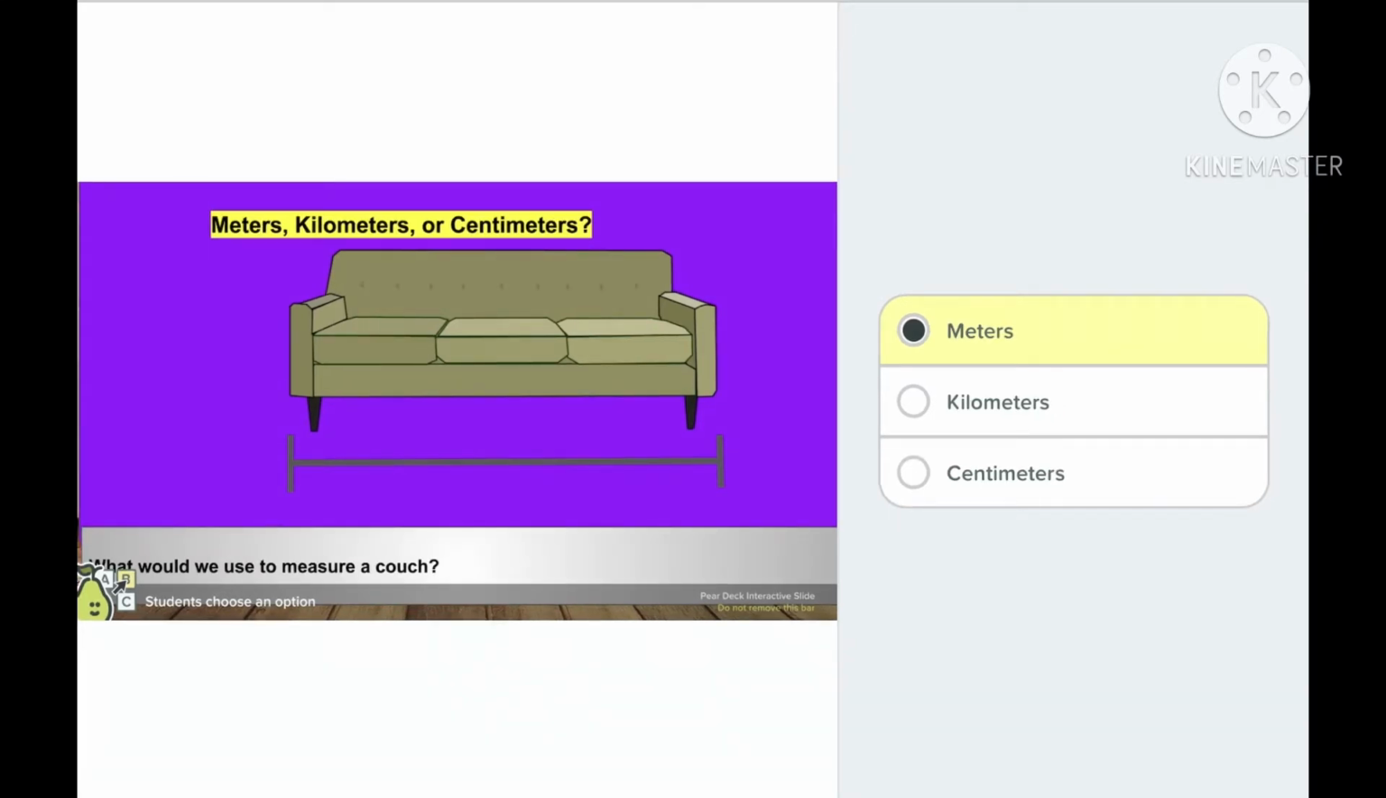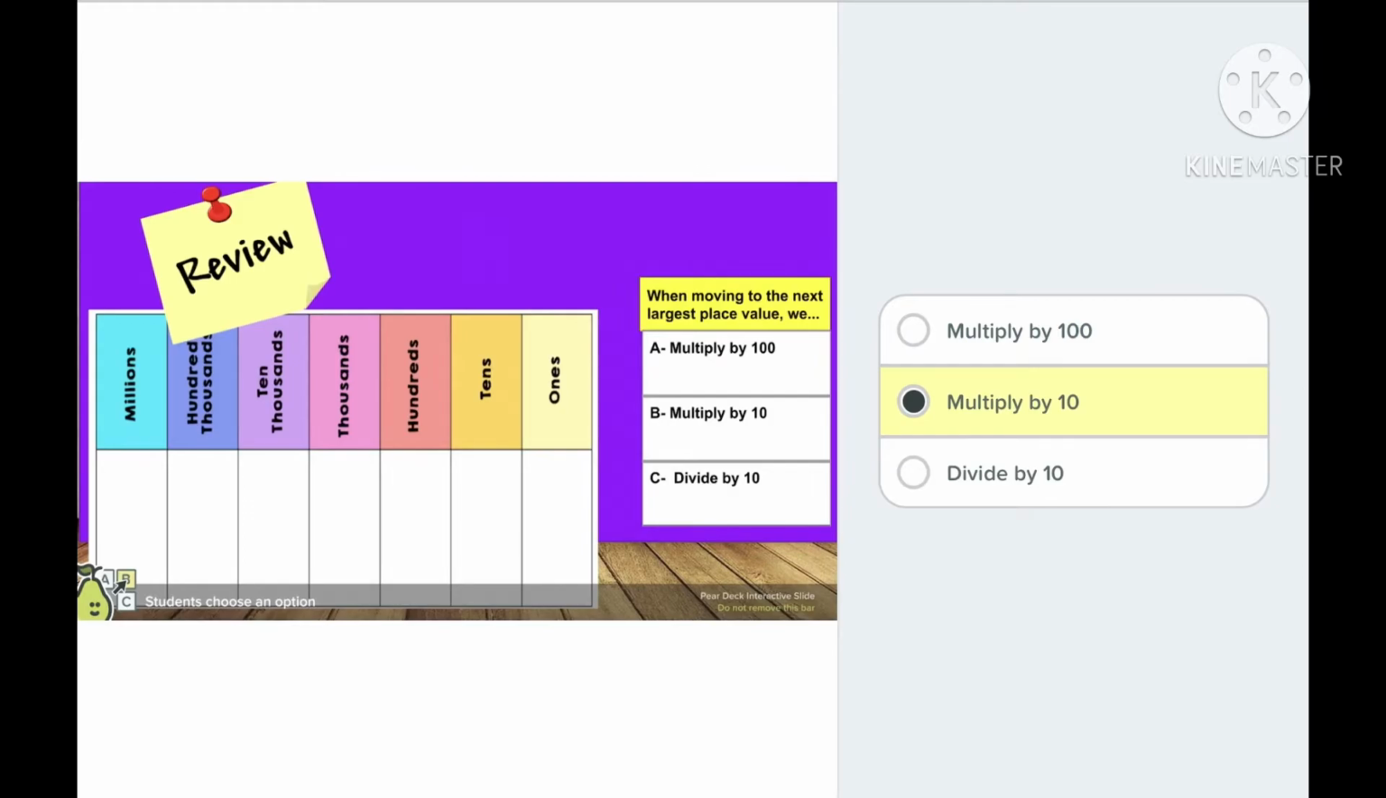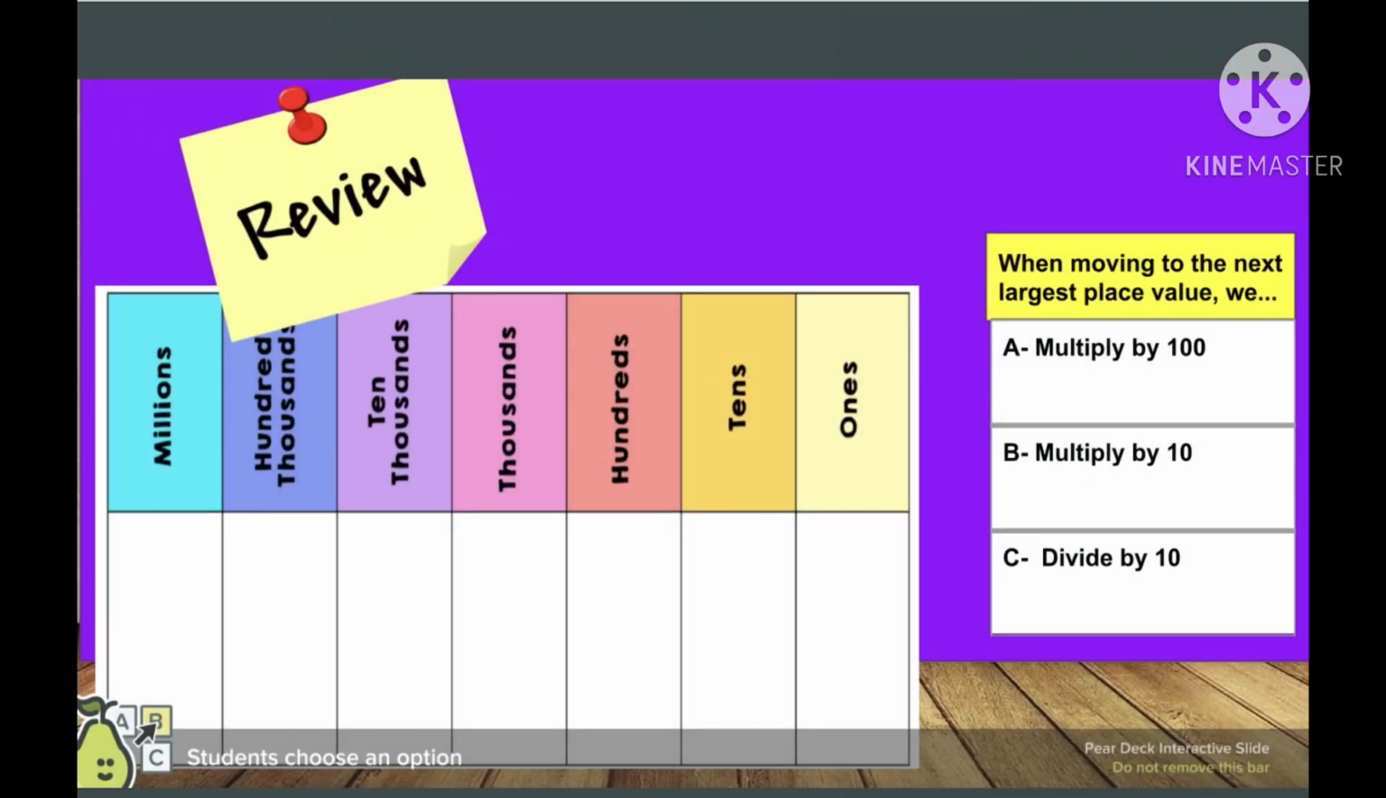But what if I want to convert or change meters to kilometers or meters to centimeters? How would I do that? You guys ask the best questions. Kiss your brains. You guys are so smart asking the best questions. So let's think about this for a second. I know, you guys, that in order for us to understand measurement, we first have to remind ourselves about place value. So let's think back.